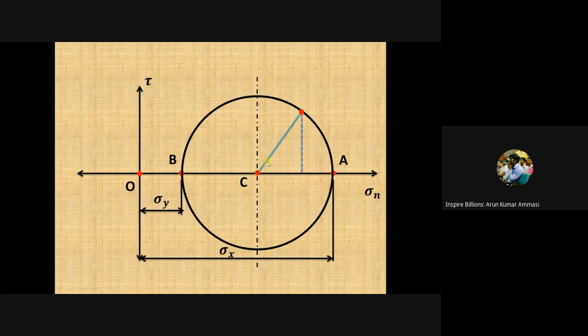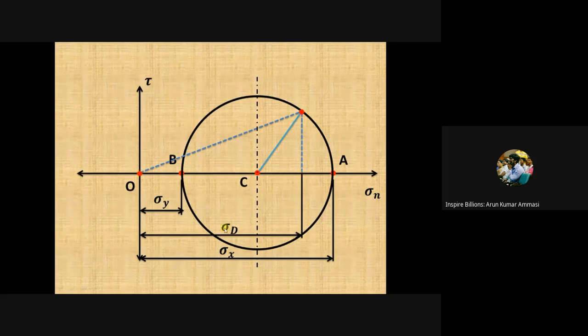From CA, we mark a straight line, and that will be dropped on the x-axis, and connect that point to the O. The distance OA is the normal stress, and that is expressed as sigma d. And the vertical distance from D to the point that falls on the x-axis is called the shear stress at D.